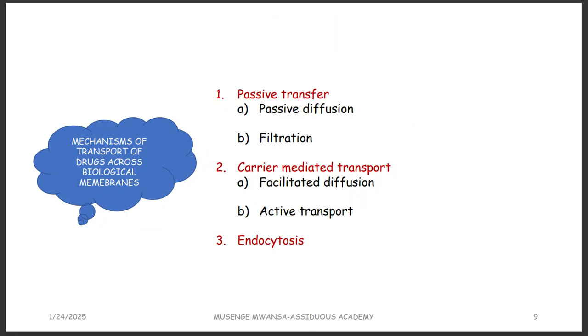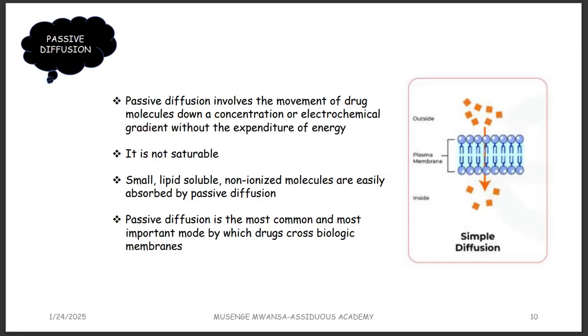So, what are the mechanisms of transport of a drug across the biological membrane? How can a drug pass through the biological membrane? There is passive transfer. Passive doesn't use energy. You have passive diffusion and filtration. You also have carrier-mediated transport, by facilitated diffusion or active transport. The drug can also be carried by endocytosis.